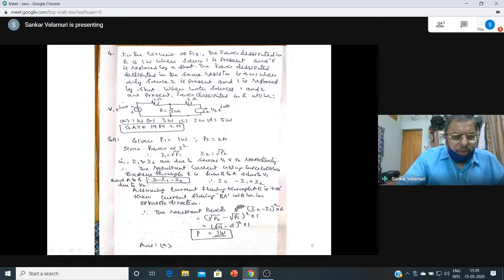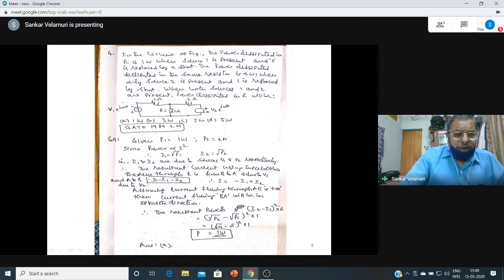But anyway, I am trying to make an effort. So the resultant current by the superposition theorem from A to B is in this direction, minus I1 plus I2, from A to B. So anyway, it is an algebraic difference. Assuming current flowing through AB is positive, then current flowing through BA will be in the opposite direction. So this is I2 minus I1 whole square into R.